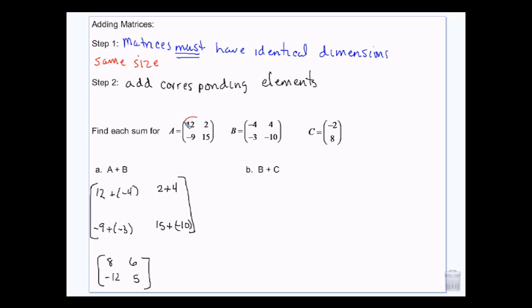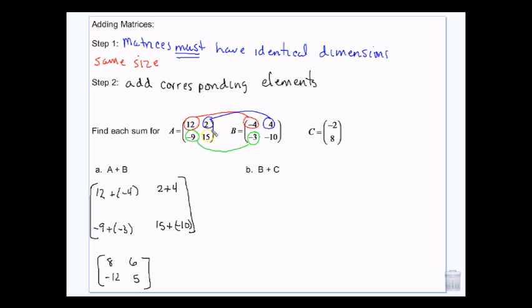Does that make sense at all? I add those two together, and then these two together. It's not distributive, it's adding, but I'm adding elements that are in the same position. So the top corner gets added to the top corner. Does that make sense? Okay.